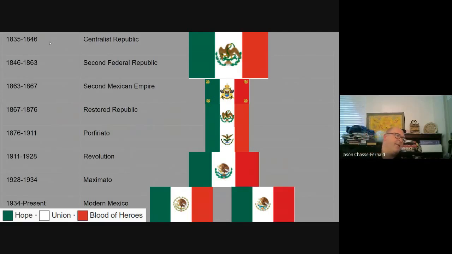And I guess what I mean by that is, if you look at some of the problems that they have here, like going from the centrist republic, we have this coup d'etat and the establishment of the Second Federal Republic. Well, it's in the wake of this that we're going to have the Mexican-American War. So the United States is definitely going to take advantage of this weakness.